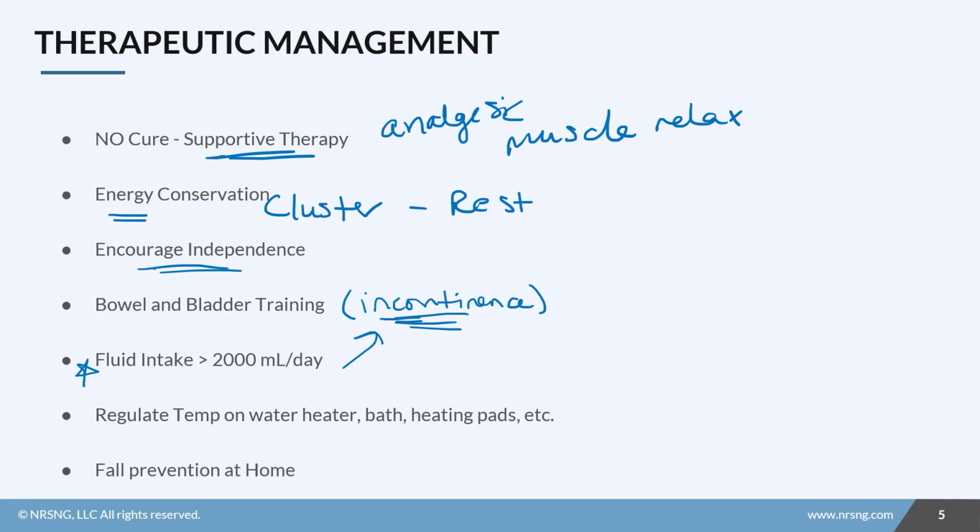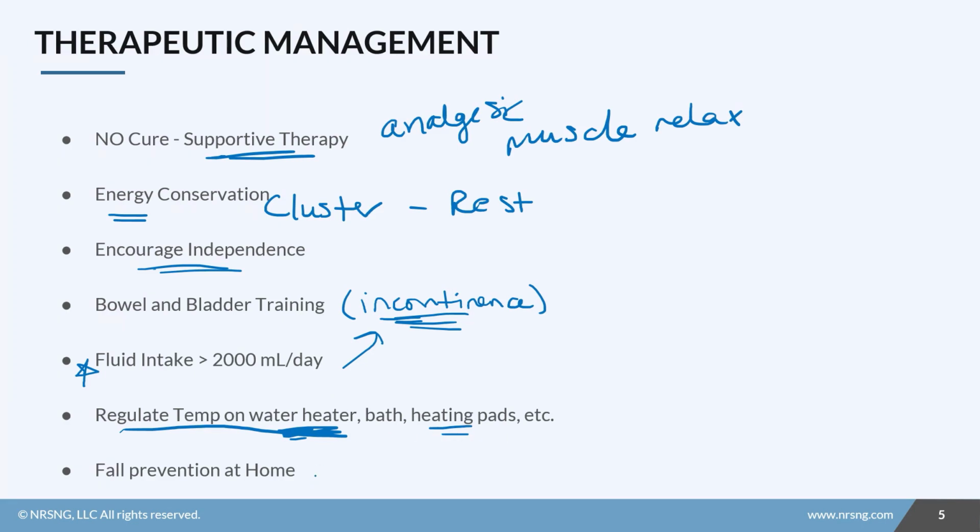Now, the last two that we're going to look at are extremely important because they deal with safety. Remember, we talked that these patients can't really feel pain or temperature well. And so we need to have them regulate the temperature on the water heater. You can actually go to the water heater, turn the max temperature down, because some of these patients can actually sustain significant burns from hot water because they can't tell that it's hot. Same thing with heating pads. They want to make sure they're turning their heating pads on low or medium and not on high. We just don't want them to sustain these burns.